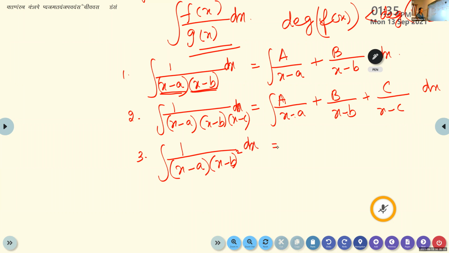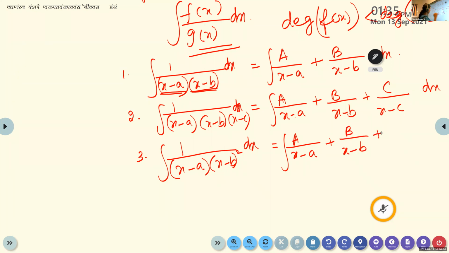1 by x minus a into x minus b the whole square. So here, look at this. x minus a and x minus b. x minus a is also a linear factor. x minus b is a linear factor, but that factor is coming 2 times. So in that case, we split this as a by x minus a plus b by x minus b.